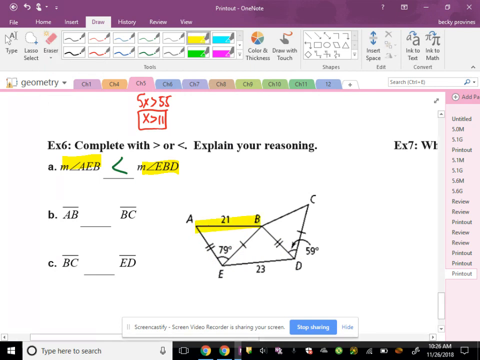Now we have AB and BC. So how do you tell which one is larger? You look across. Okay, so if you look across, which one's bigger? Obviously, the 79 is larger, so that means AB has to be larger. All right, next one. BC and ED.